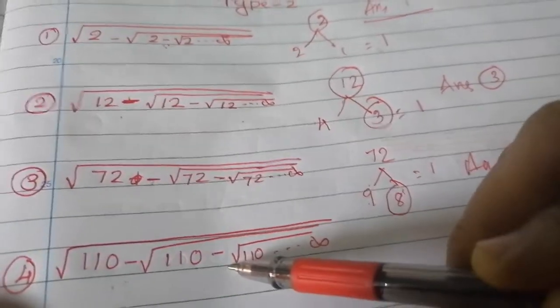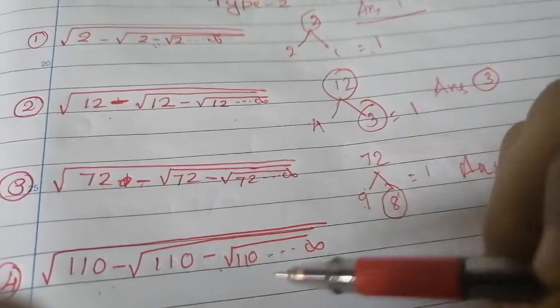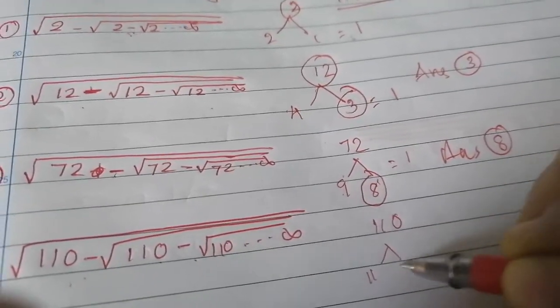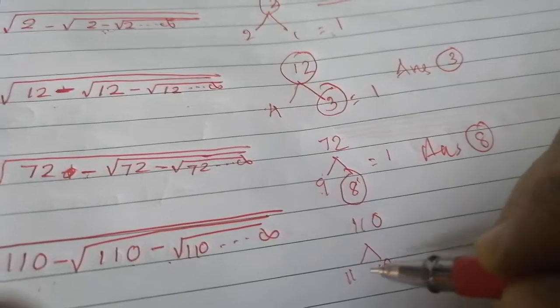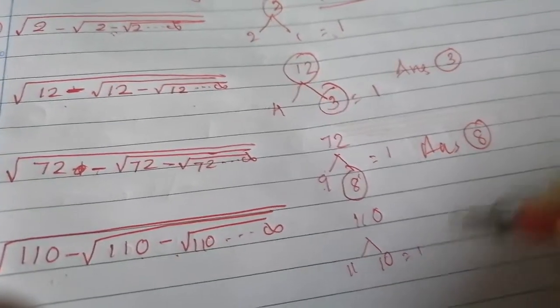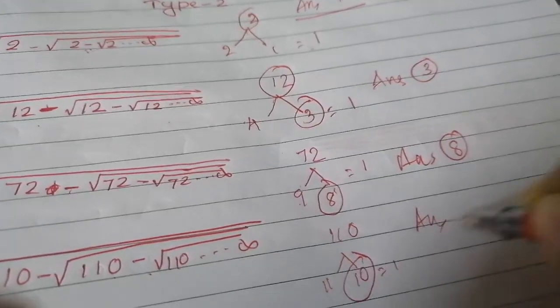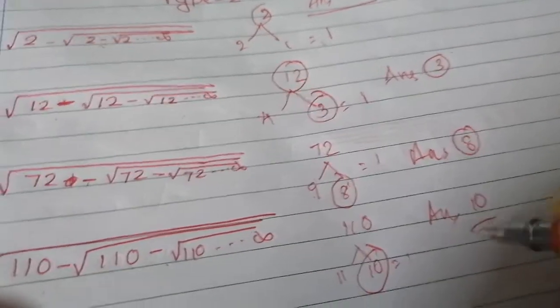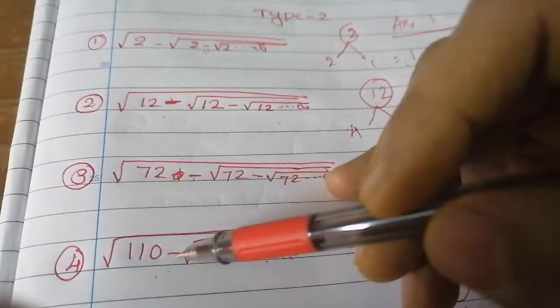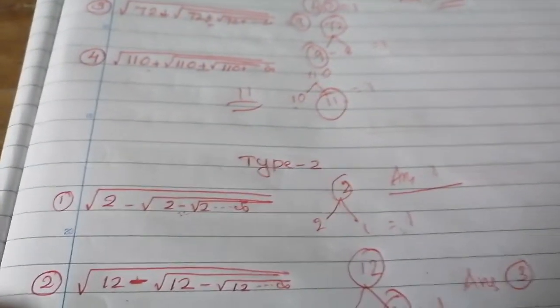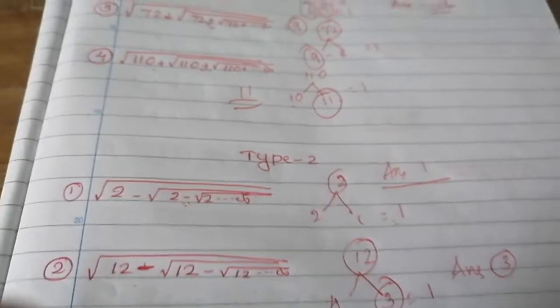Then you have the fourth problem: square root of 110 minus square root of 110, and so on. All are subtractions. You take the multiples of 110, that is 11 and 10. The difference is also 1. Because it is a subtraction, we take the smallest one, so the answer becomes 10. These are the two different types of square root infinite series.